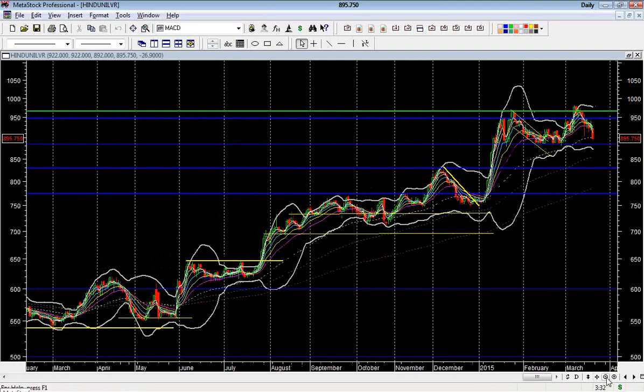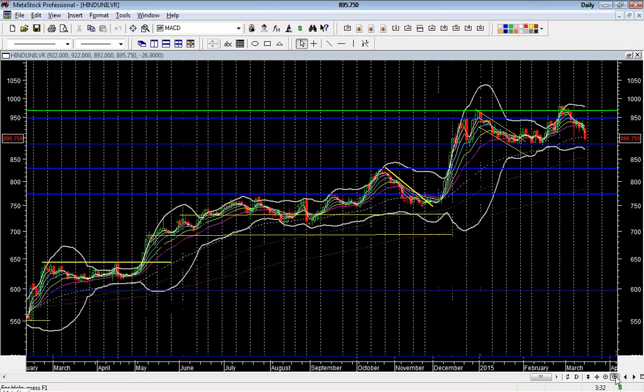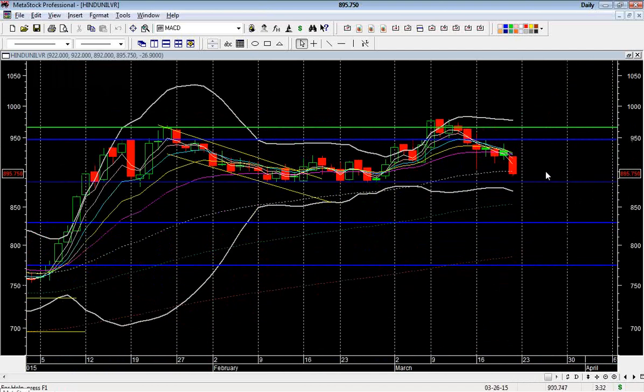And if you are convinced about that rationale about resistances, especially important ones, having to be tested as supports at some point, then I think this is as good as any at this point to say short HUL with a stop loss at around 530, and just be very patient till it comes to 845, 830, 835, and then square off your short. That's what one could look at. Okay.